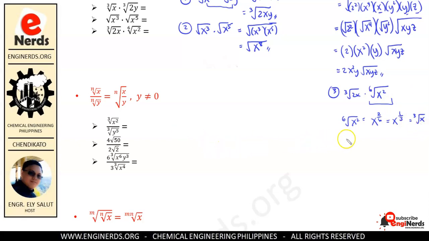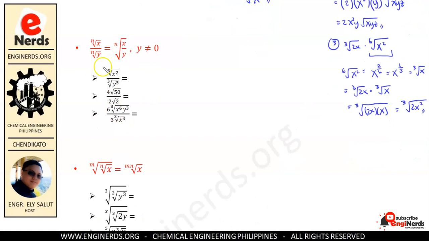So, we have here cube root of 2x times the cube root of x, which is equal to the cube root of 2x times x. Therefore, this is equal to the cube root of 2x squared. And that's our final answer there. Now, let's go to this next property right here.